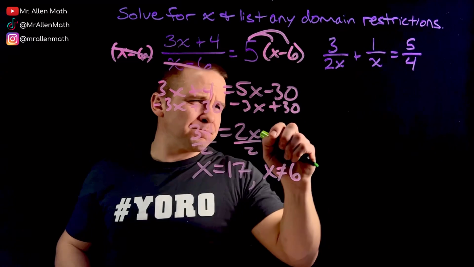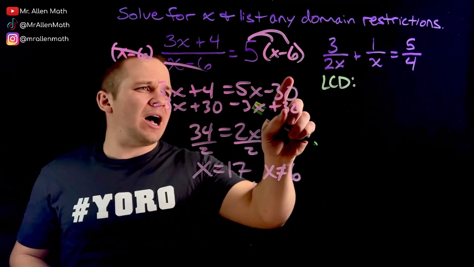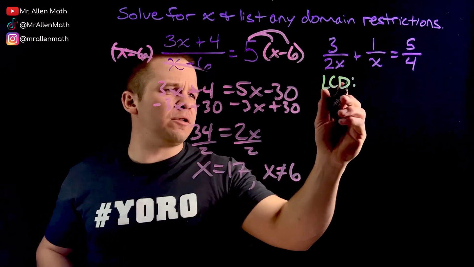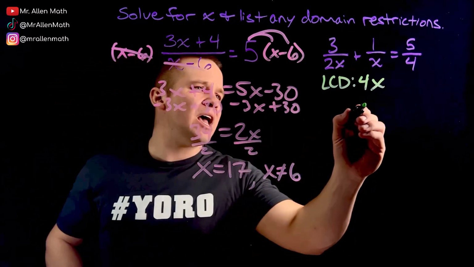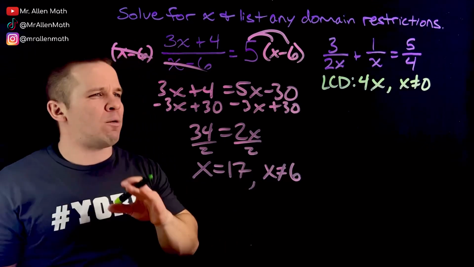First thing I'm going to do is figure out my least common denominator. So I know I need an x, and then between my numbers, I got 2 and I got 4. So it looks like it's going to be 4x. That's my LCD. And I'll go ahead and just say x cannot equal 0 at this point. Let's get it out of the way.